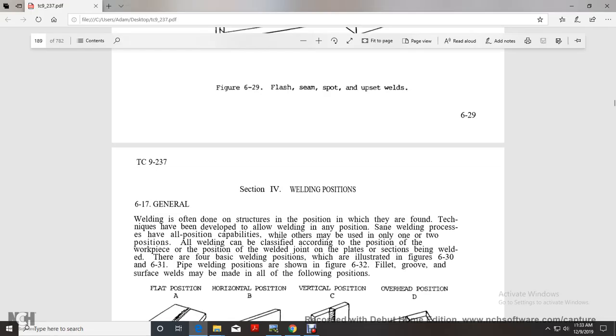Alright, Chapter 6, Section 4, Welding Position, General. Welding is often known by the position in which it is performed and the technique used in depositing the weld. Some welding processes allow welding in any position, while others may be used in only one or two positions.